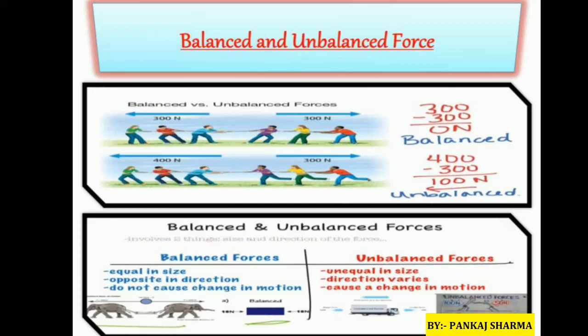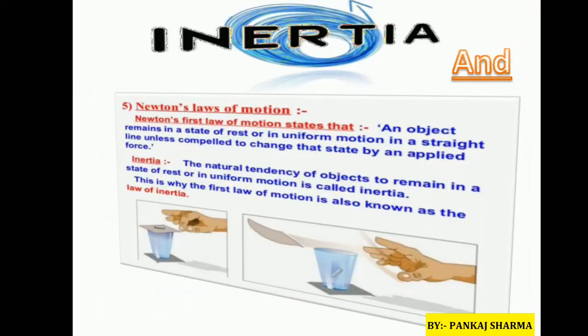Balanced forces are equal in size and opposite in direction, and do not cause any change in motion, but unbalanced forces are unequal in size, with direction varying, and cause a change in motion. Now we will discuss inertia and Newton's first law of motion. Newton's first law of motion says an object remains in a state of rest or in uniform motion in a straight line unless compelled to change that state by an applied force.